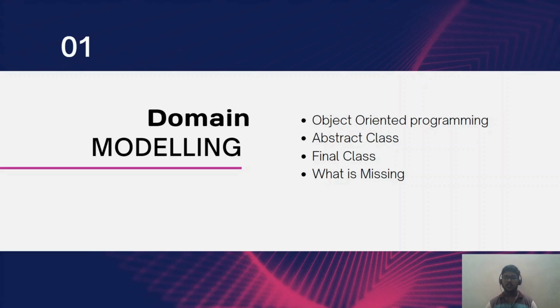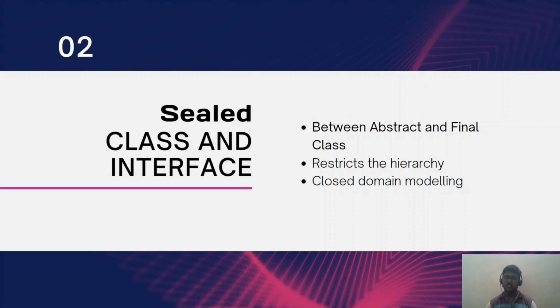So let's see what a sealed class is. A sealed class and interface will be between abstract and final class, so it will restrict the hierarchy. You can say the final class also restricts the hierarchy, right? But a sealed class will permit some classes or interfaces to extend this particular sealed class, and it will not allow any other classes or interfaces to extend it. Which is nothing but in between abstract and final class. This one we can call closed domain modeling. Now let's see an example.